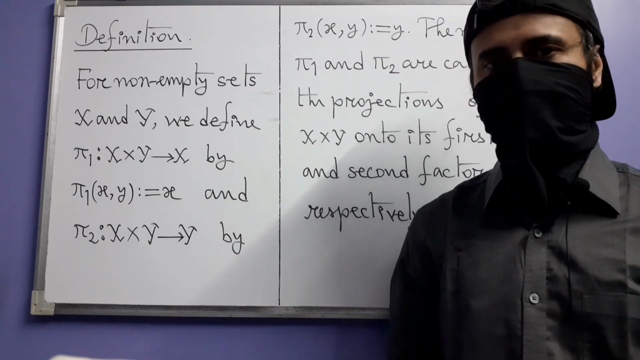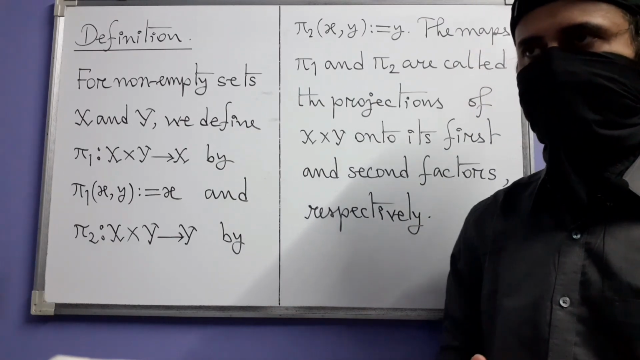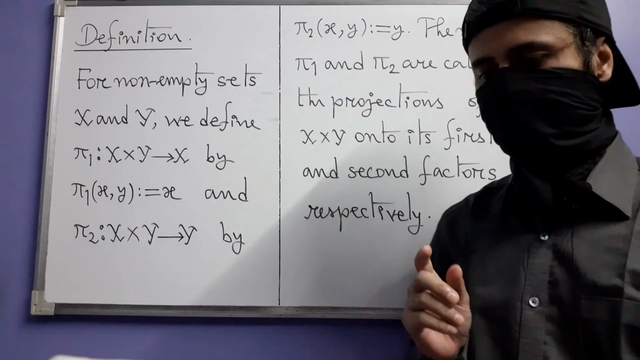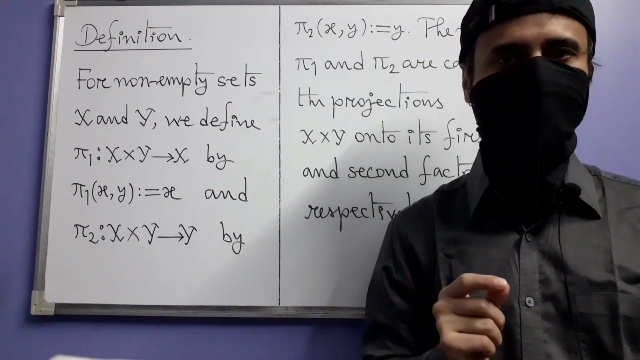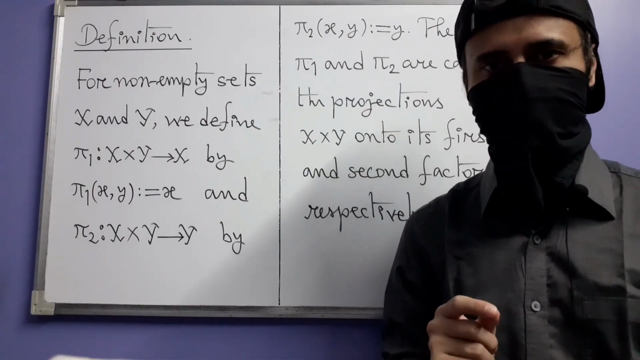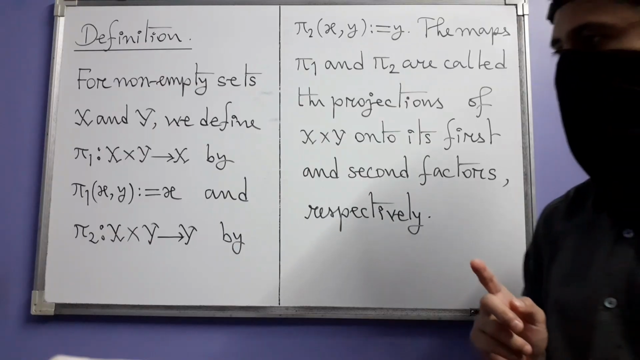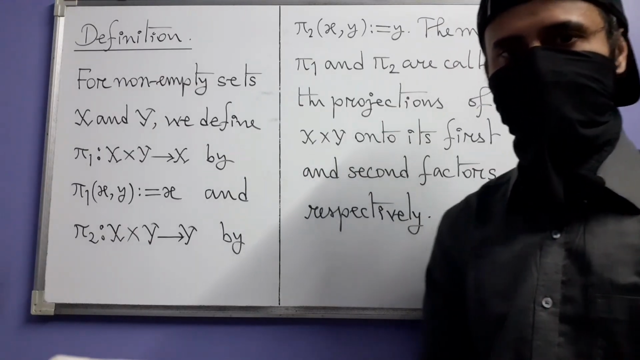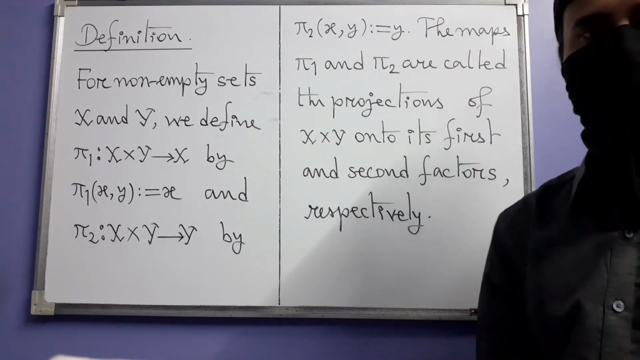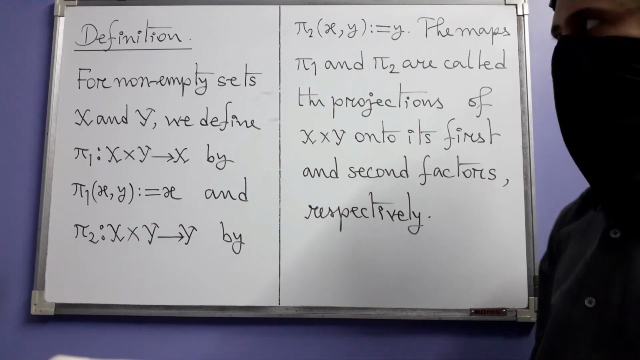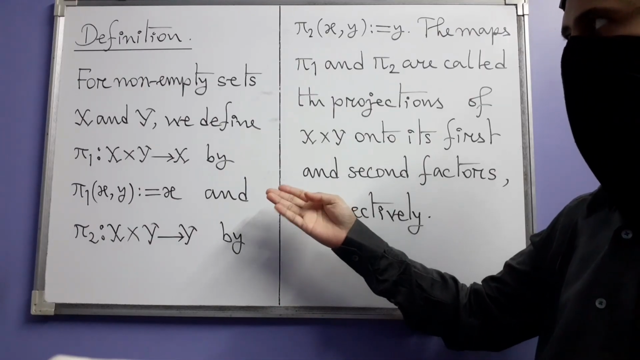Recall that in the last topology video we said that the product topology on the product of two topological spaces, their Cartesian product, has a subbasis. So today we are going to discuss that subbasis, and in that direction we have this definition.